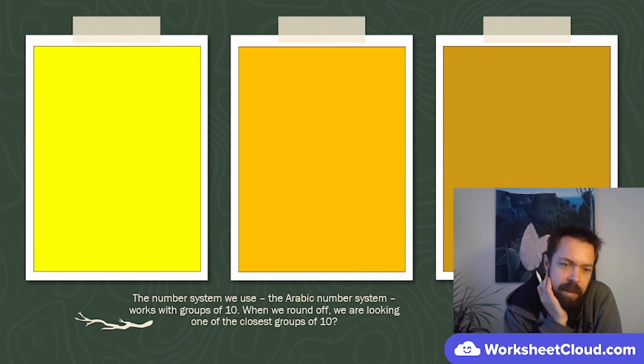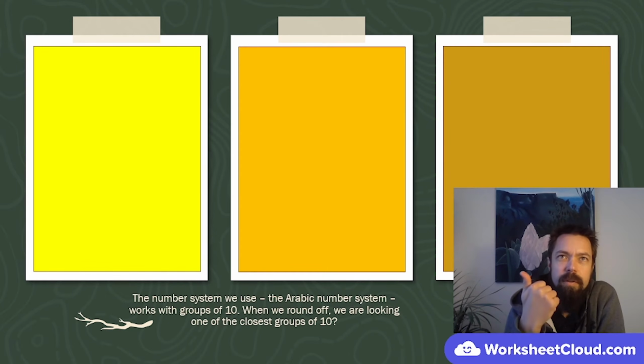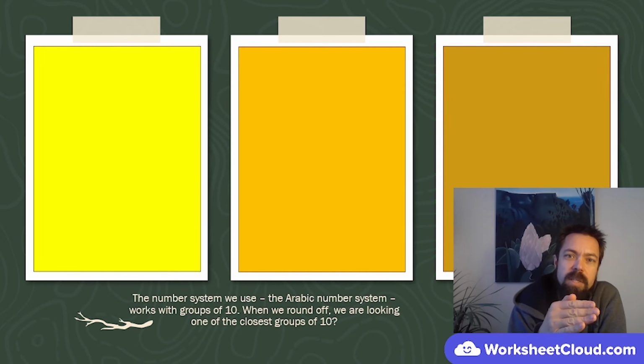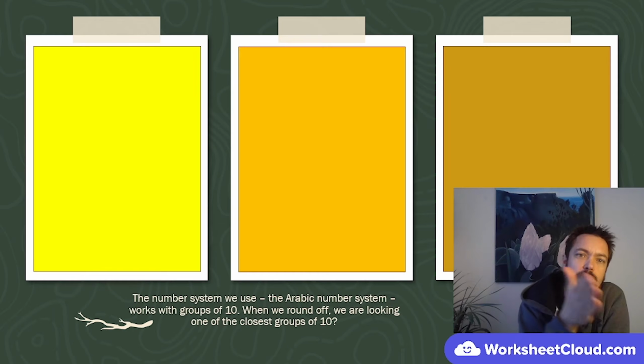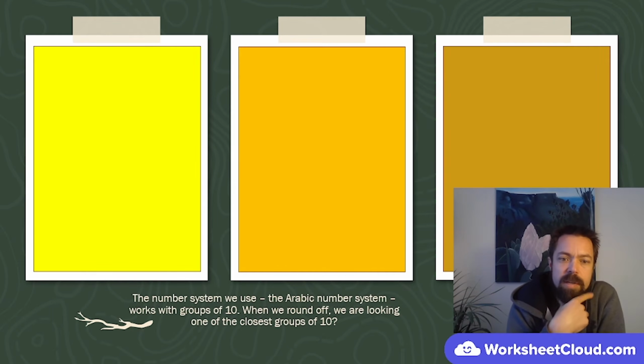Okay, so the number system we use, which is the Arabic number system, bet most of you didn't know that, works with groups of 10. What I mean by that is, when you're counting, there's 1, 2, 3, 4, 5, 6, 7, 8, 9, and then when you get to the next one, you go back to naught with 10, 11, 12, 13, 14, 15, 16, 17, 18, 19, and you put another one into the tens column. So that's what I mean by groups of 10. So it's a decimal system that we're using.